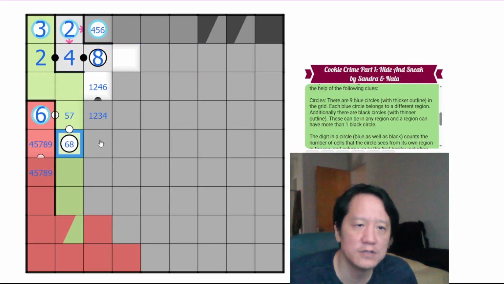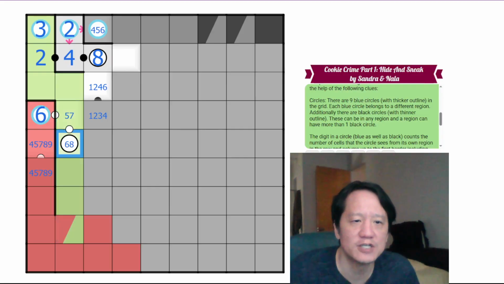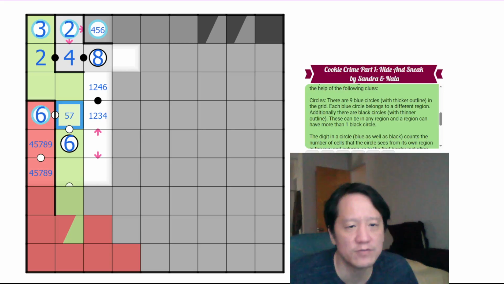This sees, it cannot see 8 because there's too few cells in that region for it to see. So this must be 6 and this must be 5 or 7.